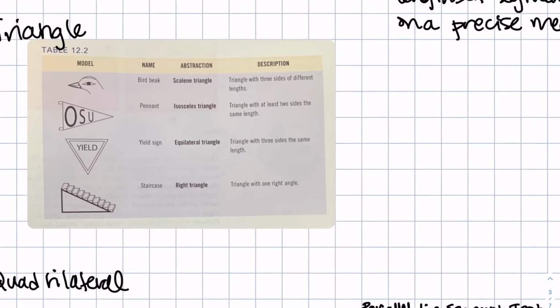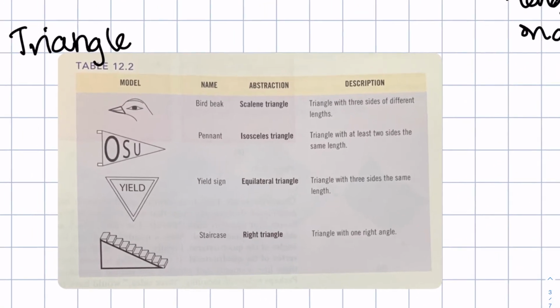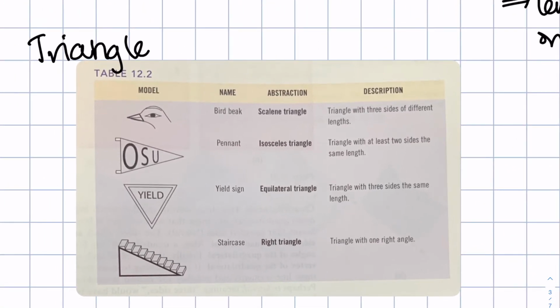Great. So they've done the same thing with some of the different figures, giving nice models for the figures. So a scalene triangle is a triangle with three sides of different lengths. So all three sides have different lengths. And an example of this would be a bird beak.